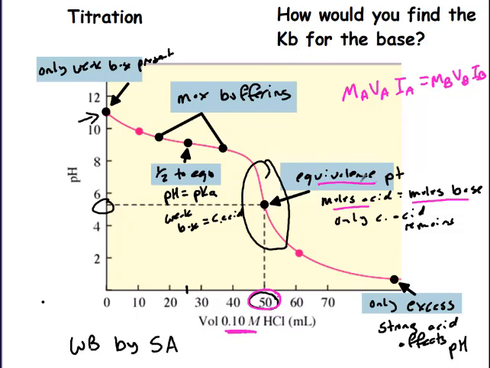The other important part is the halfway to equivalence point, because I can find my Kb or Ka of the acid. I can calculate the pH or find the pH using a pH meter. And if I know my pKa, I can find my Kb by using Kw equals Ka times Kb, or 14 minus pKa is equal to pKb.